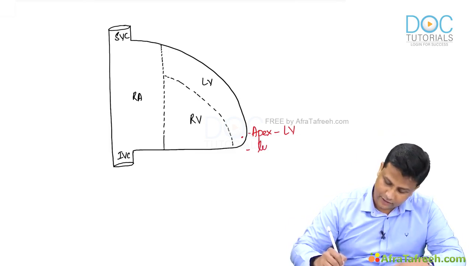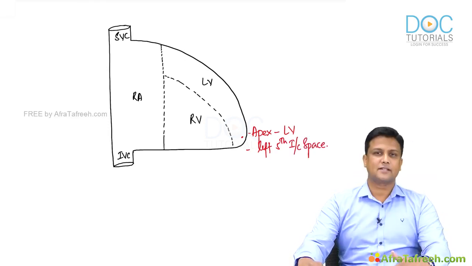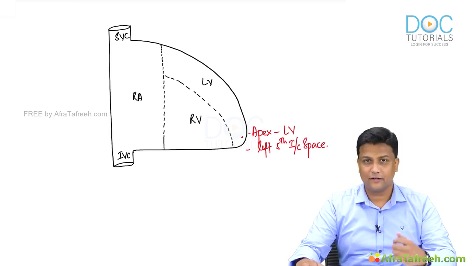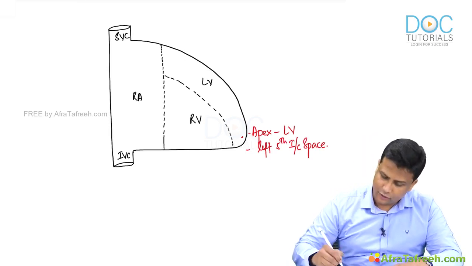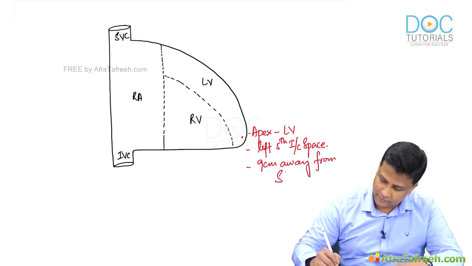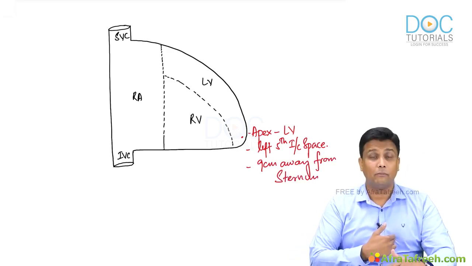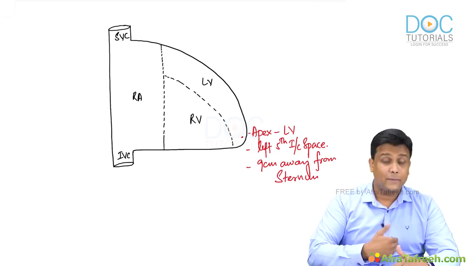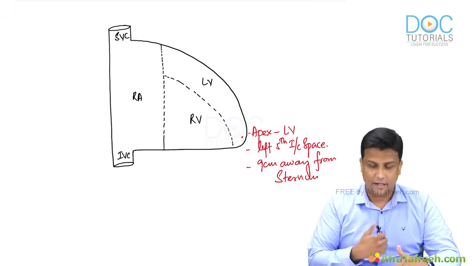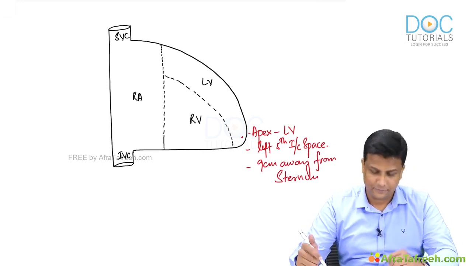Remember, it is present in the left fifth intercostal space. The apex can be located exactly in the left fifth intercostal space, which is almost 9 centimeters away from the sternum. So the apex of the heart will be formed by the left ventricle, and it is present in the left fifth intercostal space, and it is 9 centimeters away from the sternum, guys. That is about the apex.